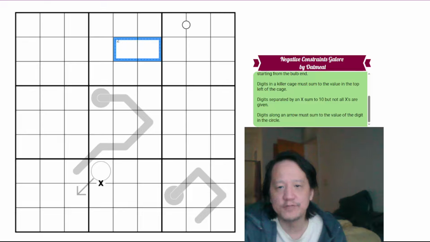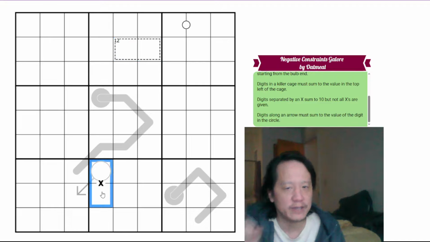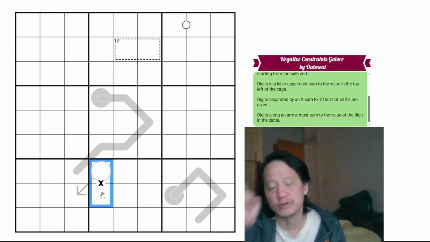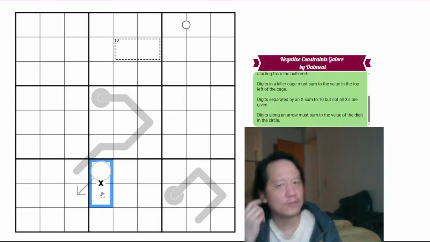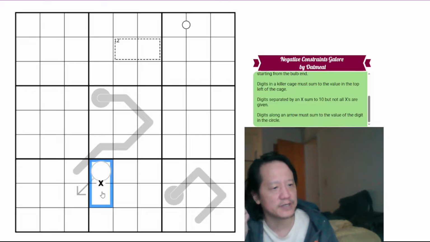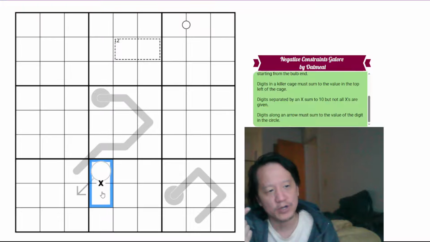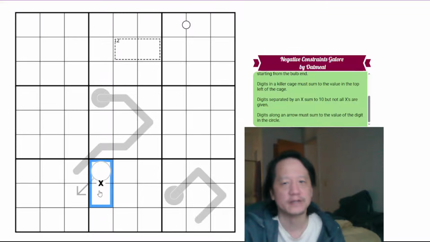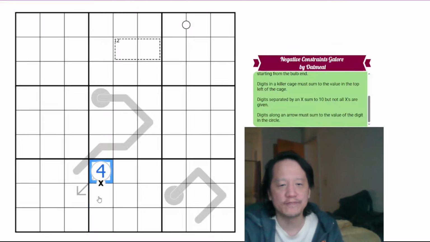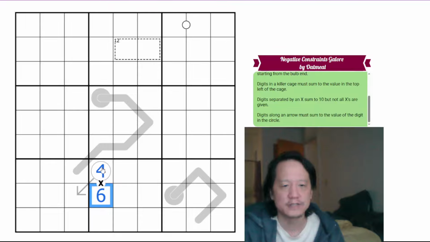Digits separated by an X sum to 10, but not all X's are given, so there is no negative constraint here. What a negative constraint means is that basically the absence of a clue is an actual clue itself. So say we had a 4 here. This would have to be 6 to add up to 10.